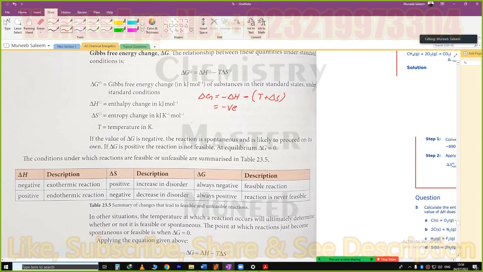And the other case is one in which delta H is positive. Now that you have the equation, you can simply put in the values and find the value for delta G. If you get a positive value of delta G, then it is the reverse case, it will not be a spontaneous reaction. If delta G gives you a positive value, that reaction is never feasible. Do you get this whole idea?